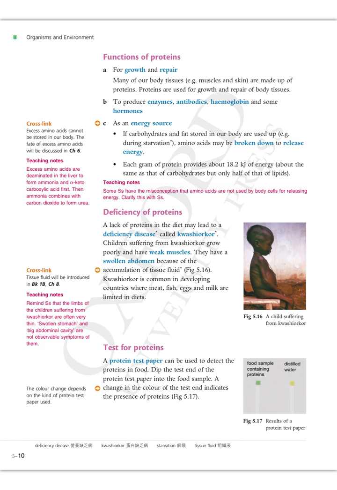Deficiency of proteins can lead to a condition called kwashiorkor, commonly found in developing countries where children suffer from malnutrition. The symptoms of kwashiorkor include swollen abdomen due to fluid retention in the body. Other symptoms include fatigue and stunted growth.